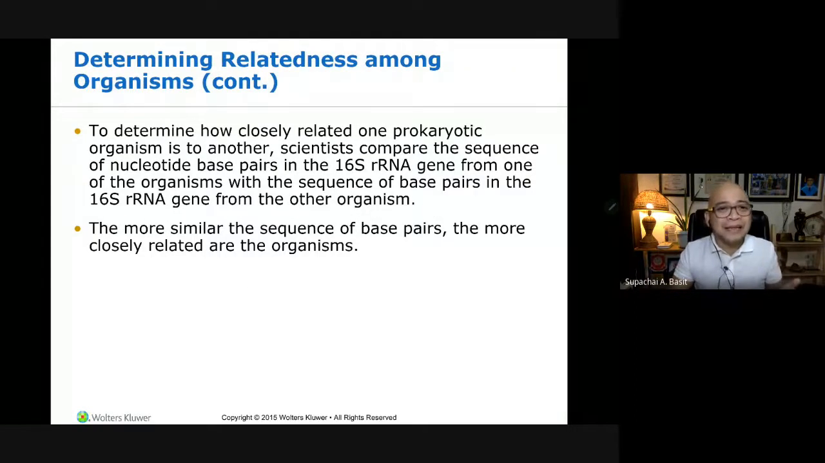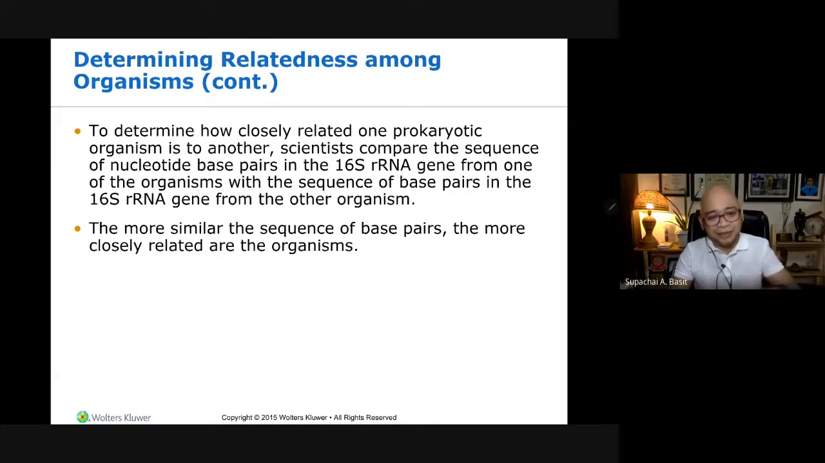So to determine how closely related one prokaryotic organism is to another, scientists compare the sequence of nucleotide base pairs of the 16S rRNA gene from one of the organisms with the sequence of base pairs of the 16S rRNA gene from another organism, by means of PCR. After sequencing the genes, we usually upload them in a software wherein we determine how closely related one bacterium is to another. The more similar the sequences of the base pairs, the more related the organisms are.